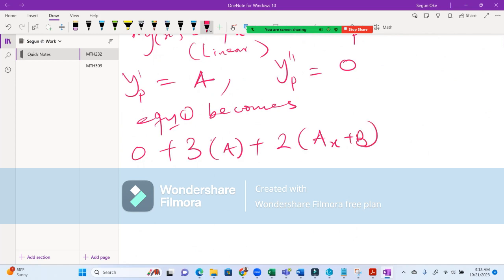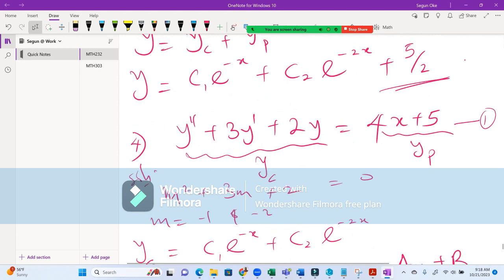That is 2A. 2y, 2A plus equals to... you know y now. Y is what? Ax plus b, which is equals to 4x plus 5. Right? We are substituting it into this equation 1.